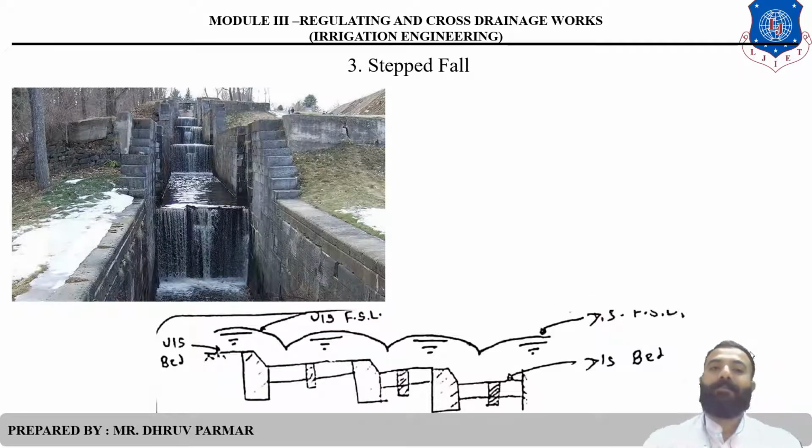The next one, step fall. In this type of fall, steps are provided to dissipate the energy and reduce the velocity of flow. As per the diagram, you can easily see that the flow velocity or the energy of flow is dissipated by the impact of flow. Again, this is not very popular due to the high cost of construction.